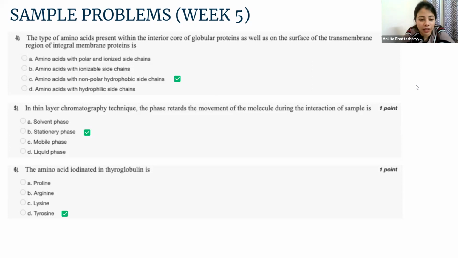Coming to question number 6, the amino acid that gets iodinated in thyroglobulin. So thyroglobulin, thyroid gland, it's a hormone from the thyroid gland. The amino acid that undergoes the entire process of iodination, which is a modification of that amino acid. What would be the answer to that? We have proline, arginine, lysine, and tyrosine. So tyrosine is the answer to that. Also a direct question. Hopefully you've covered it by now.